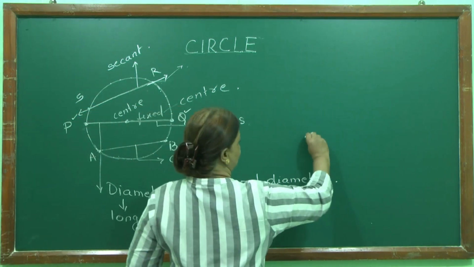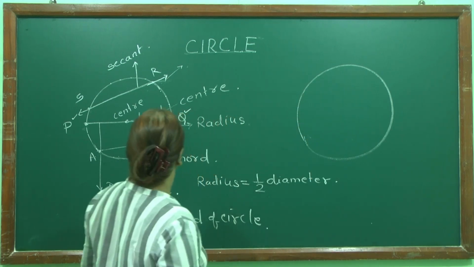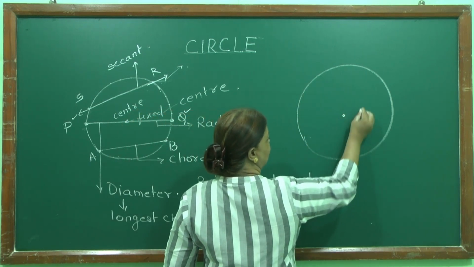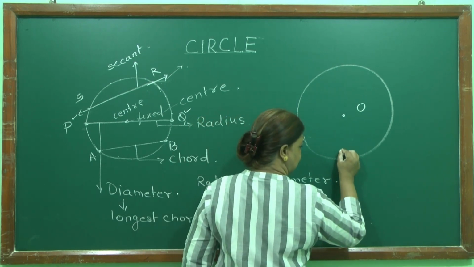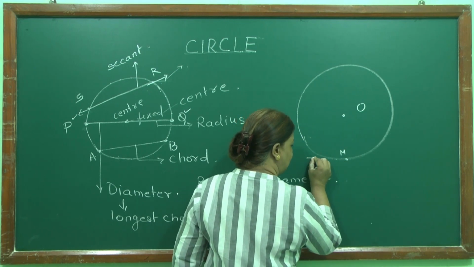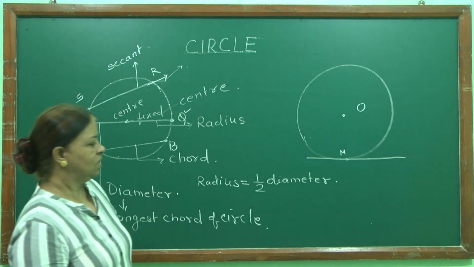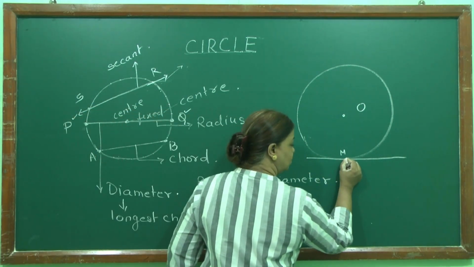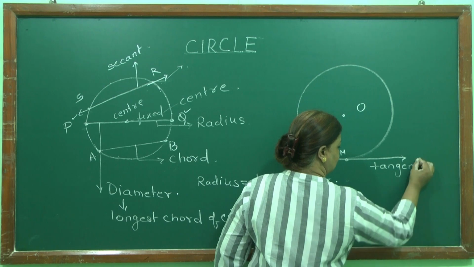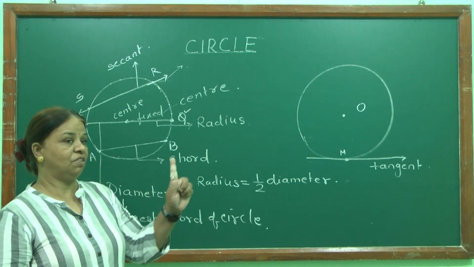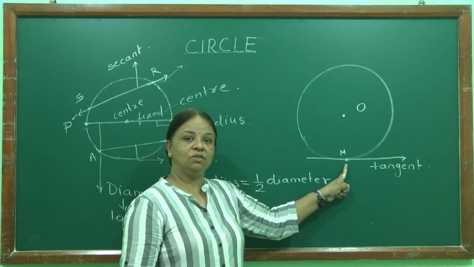Now let us go for another point. This is the circle and this is the center of the circle, and there is one point on the circle, say M. If a line passes from that point and that line just touches the circle, what is it? This is nothing but a tangent. A tangent is a line which passes from one point on the circle and only touches the circle. That is known as tangent.